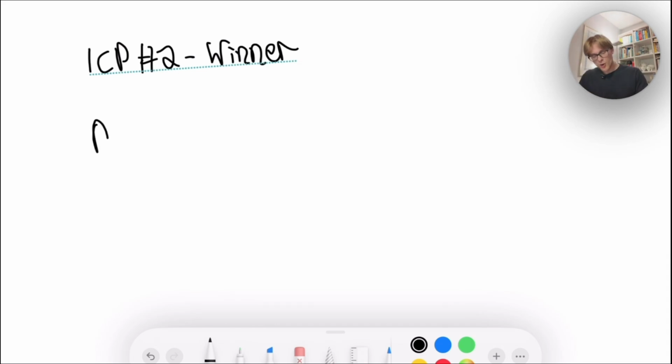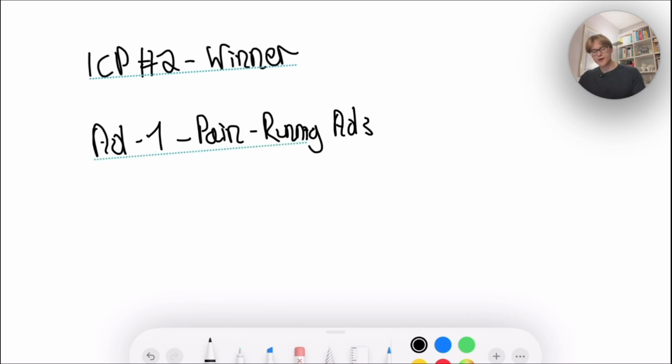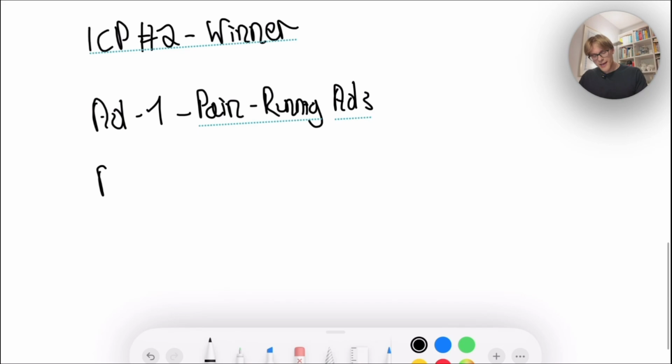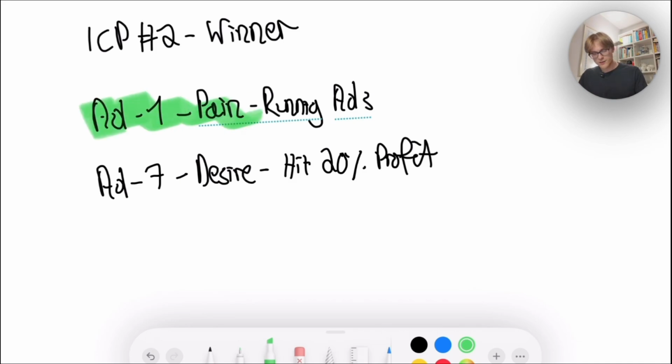So let's say ad number 1 was a pain angle, where we were digging into the pain of running ads, because a lot of people struggle to run profitable ads to their store. This might be winning angle 1. And then winning angle 2 might have been ad number 7, where we had a desire angle, something like hit, I don't know, 20% profit, which is a more in-market angle. Because a lot of people are starting to hit profit with their stores. So this would have been our winning angles over here, okay?